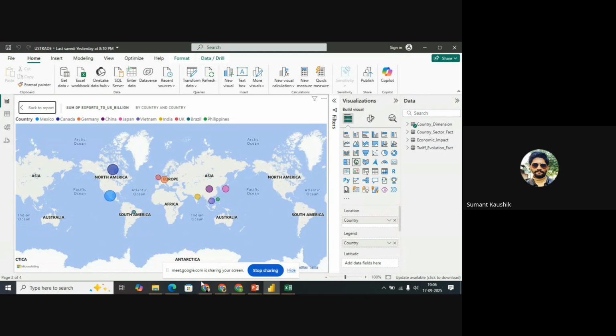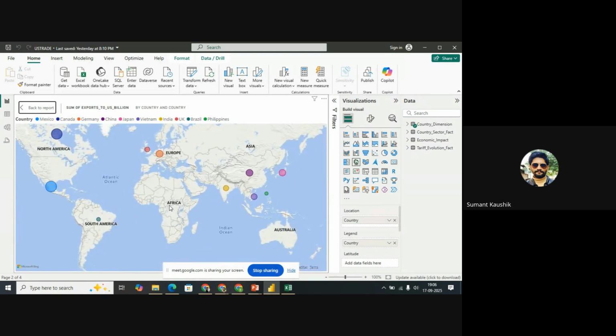These are the nations primarily affected by the US tariff, as you can see on the screen. One is Canada, another is Mexico, next is the UK, then Germany, then India, then China, then Vietnam, Philippines, and Japan, and lastly Brazil. So these are the 10 countries: Mexico, Canada, Germany, China, Japan, Vietnam, India, UK, Brazil, and the Philippines. The size of the circle shows the total exports to the US made by these countries.